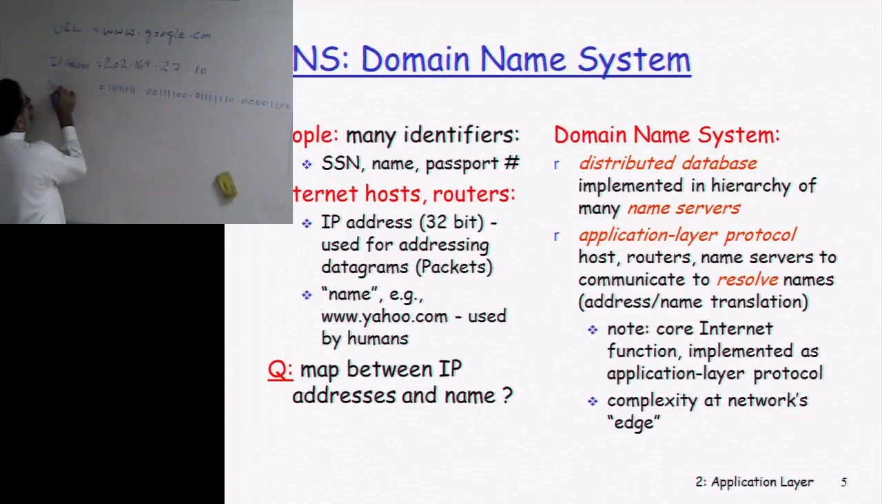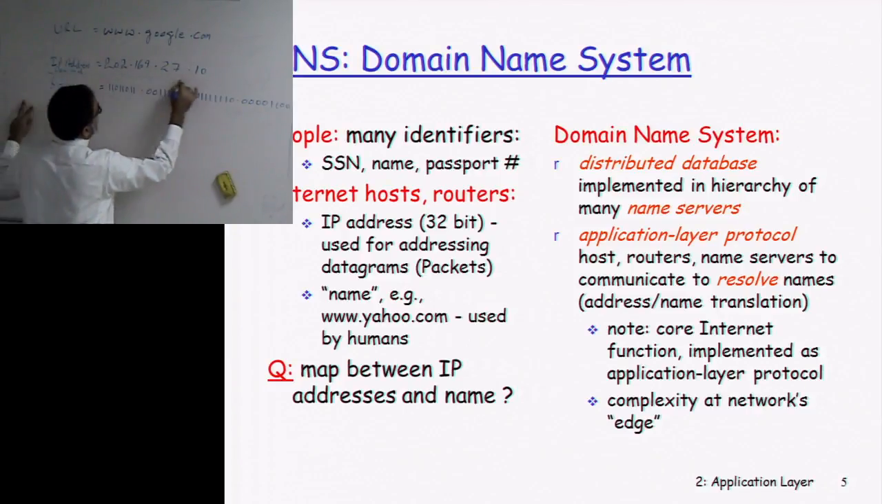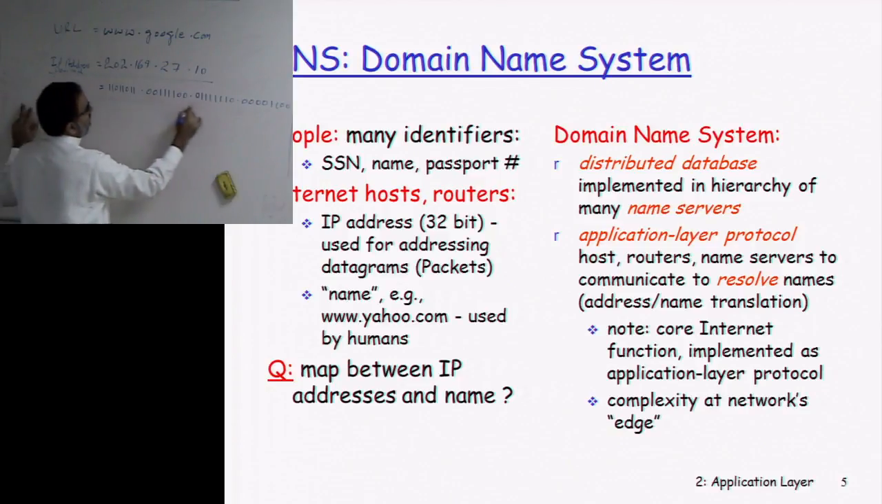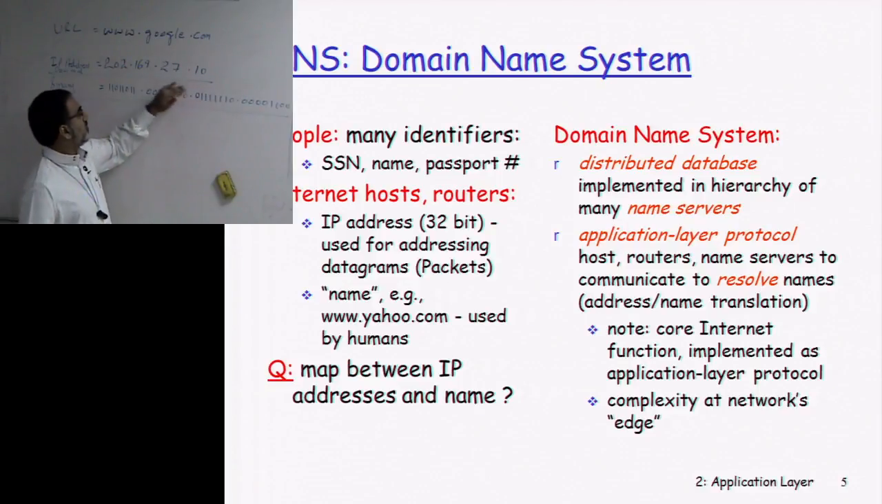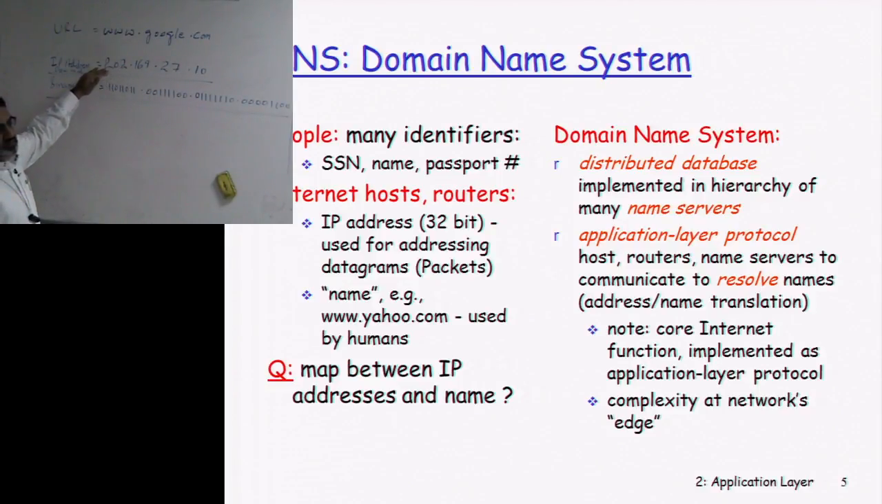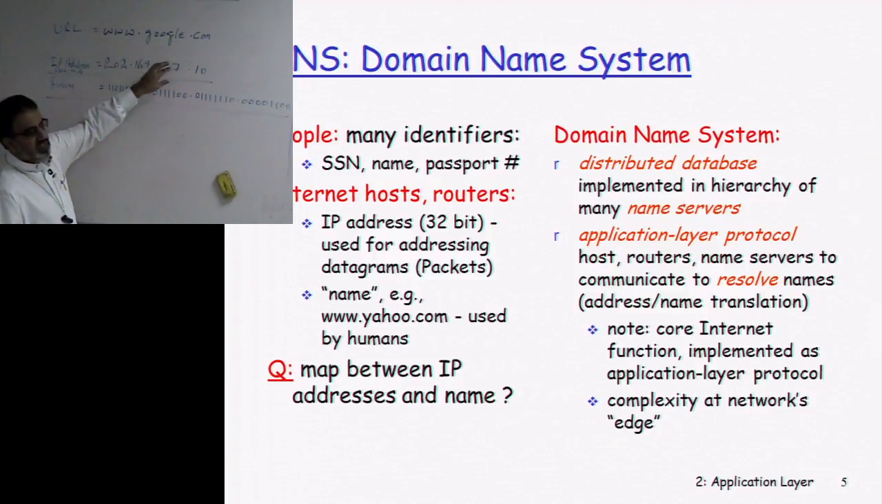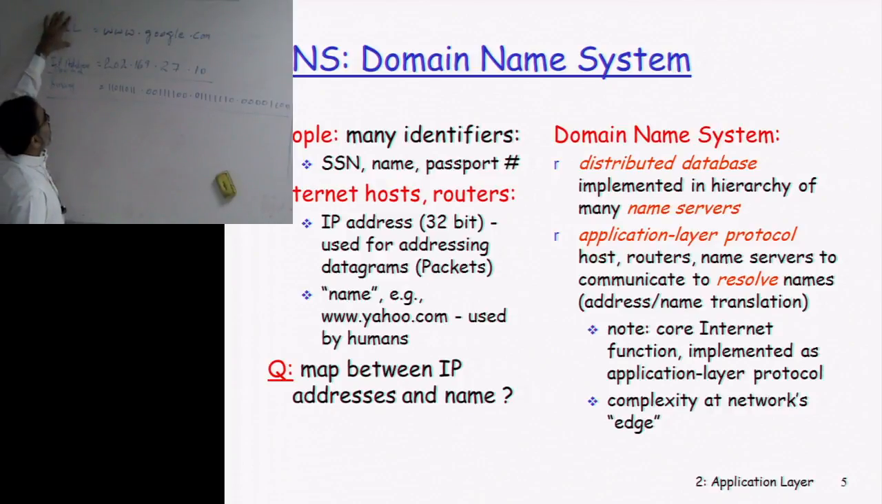It is an application layer protocol. Hosts and routers communicate with the name servers. Why? To resolve the names, that is, for address and name translation. To resolve the names and to get the IP addresses. So it is basically a mapping between the name and the IP address. This mapping is basically called translation, the translation of a name into an IP address.